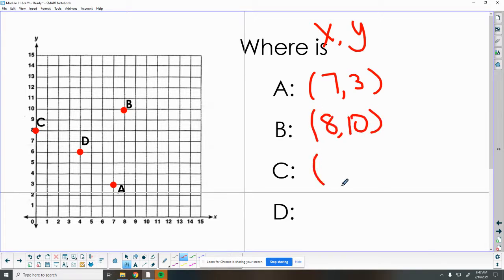So go ahead and see if you can find where is C. So this time I'm already at the elevator. I went over 0, I'm already there, but up to the 8th floor. And go ahead and see if you can locate D. So we had to walk over 4 units, and then we went up 6, 4, comma 6. So when we're writing these, we show parentheses, we separate them with a comma. That lets us know this is an ordered pair on a coordinate grid.